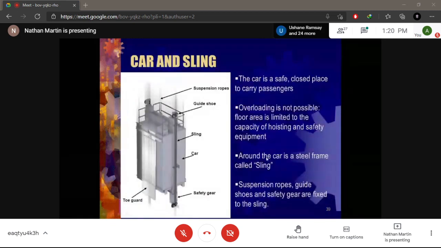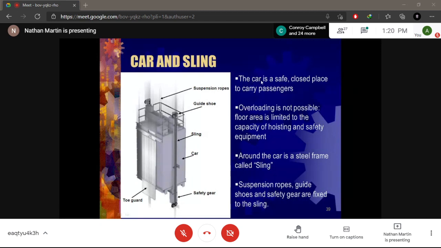This is our car and sling assembly, right? Where you have your slings at the side, you have your guide shoe, you have your suspension ropes, right? Not shown here, you have your car and you have your safety gear. This is for free fall. What will happen is that it will lock in and slow the speed of the car.